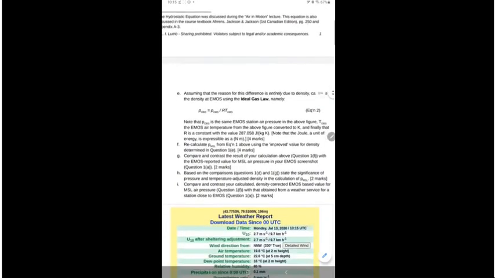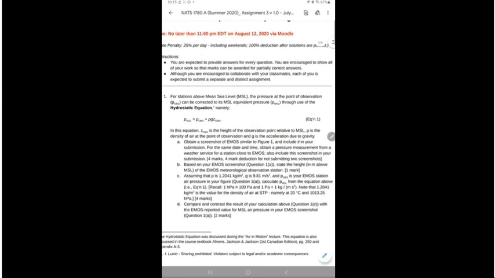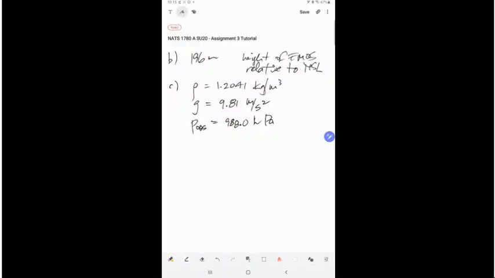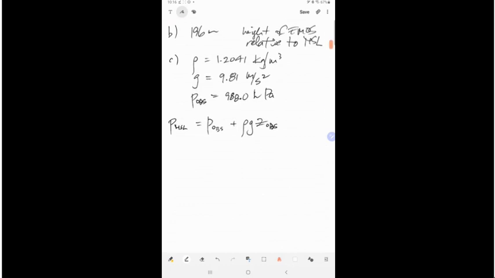All right, let's see where we're at now. So as far as our equation goes, we have our density, we have our acceleration due to gravity. From the previous question, we have Z observed, and we also have our P observed. So it looks like we're in good shape to make the pressure estimation. So P MSL is equal to P observed plus rho g Z observed. That's the equation that you've been given. Now all we're going to do is substitute in the various values.